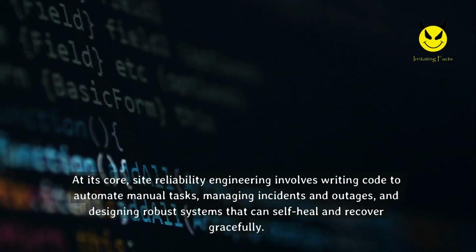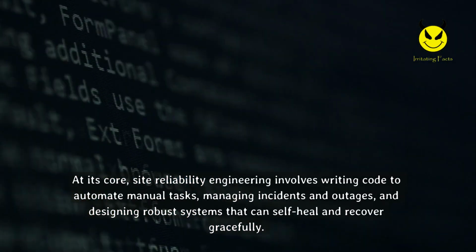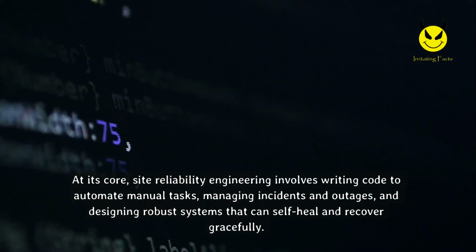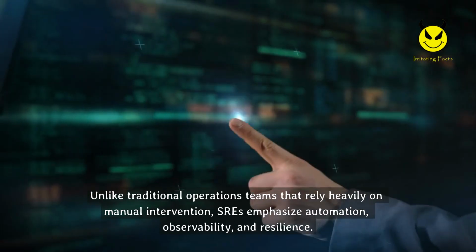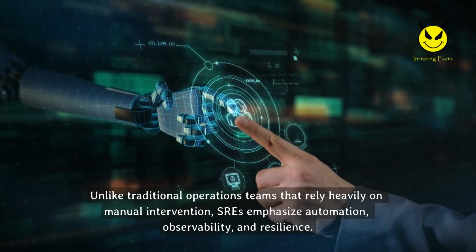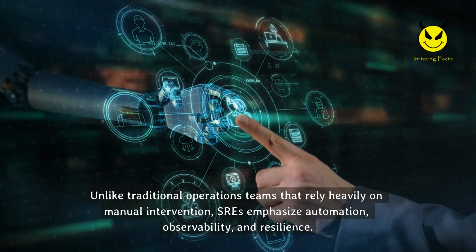At its core, site reliability engineering involves writing code to automate manual tasks, managing incidents and outages, and designing robust systems that can self-heal and recover gracefully. Unlike traditional operations teams that rely heavily on manual intervention, SREs emphasize automation, observability, and resilience.